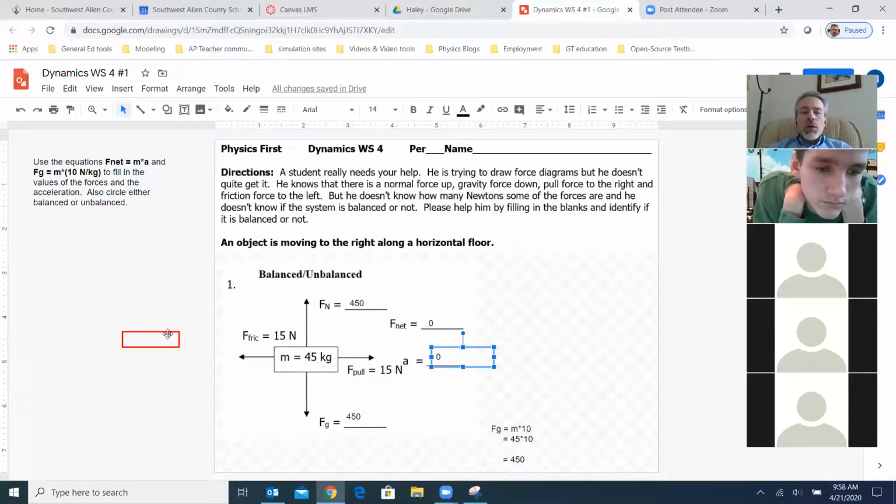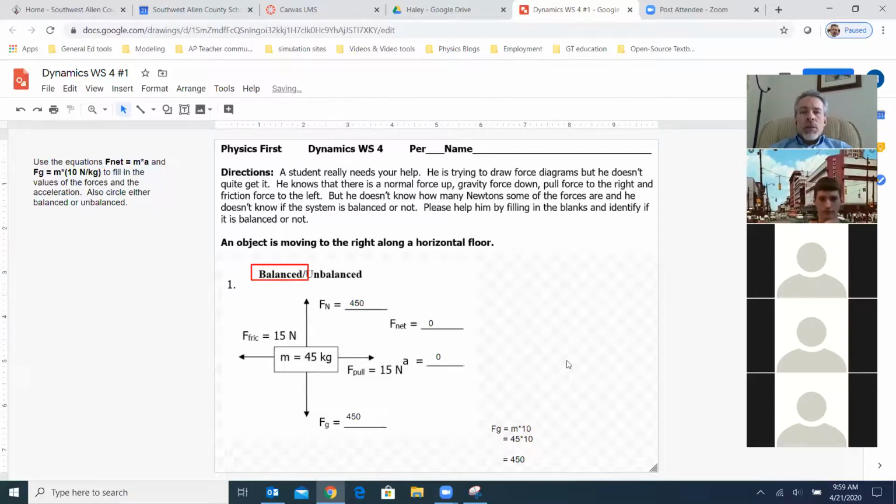So here's one question I want to answer together. Is this balanced or unbalanced? So if you can unmute yourself, is this balanced or unbalanced? Balanced. Yay, balanced. Good. This is balanced.